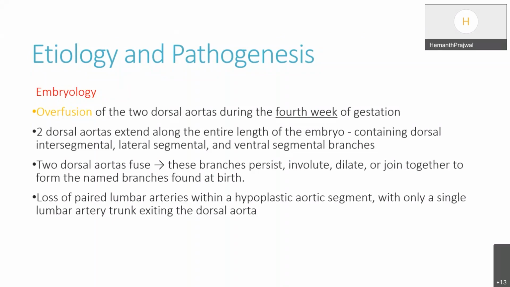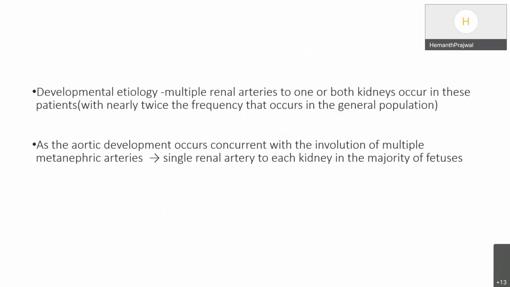There is loss of paired lumbar arteries with the hypoplastic aortic segment, with only one single lumbar artery exiting the trunk, seen in the dorsal aorta in these cases. Multiple renal arteries to one or both kidneys occur in these patients with nearly twice the frequency of the general population, because as the aorta shrinks close to birth, the normal accessory renal arteries which supply the kidney during gestation, which usually involute, do not involute in these cases, and as a result persist as multiple renal arteries.